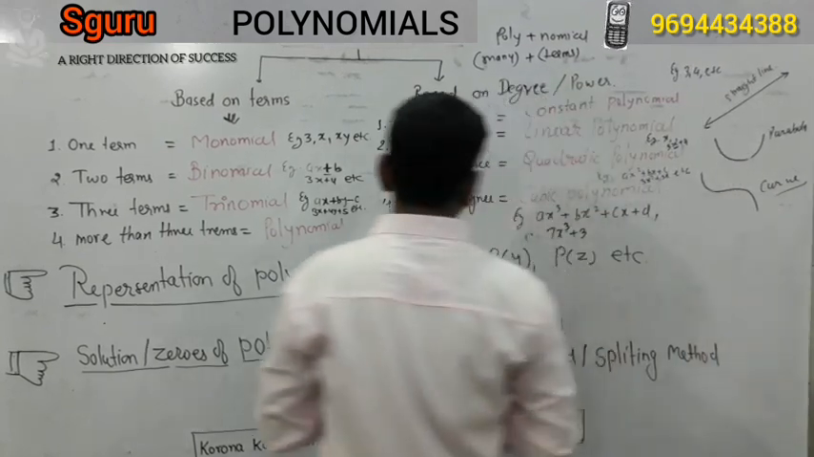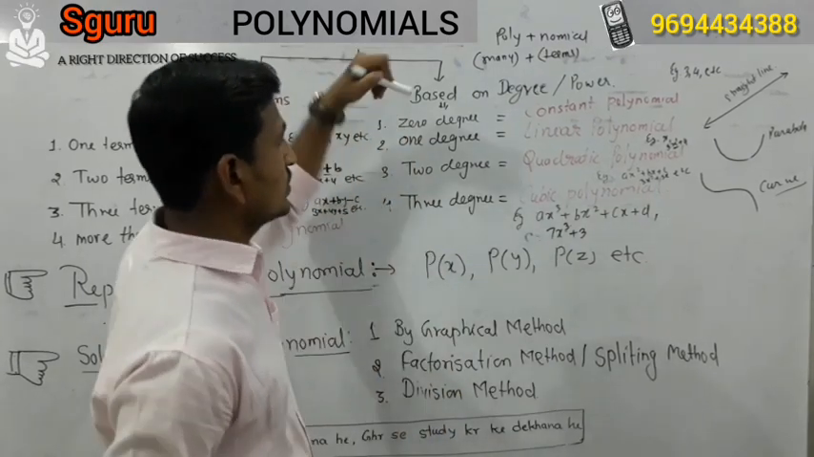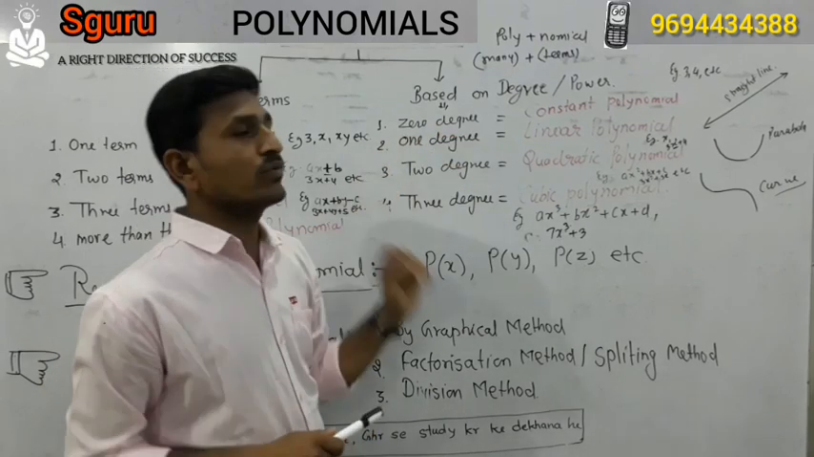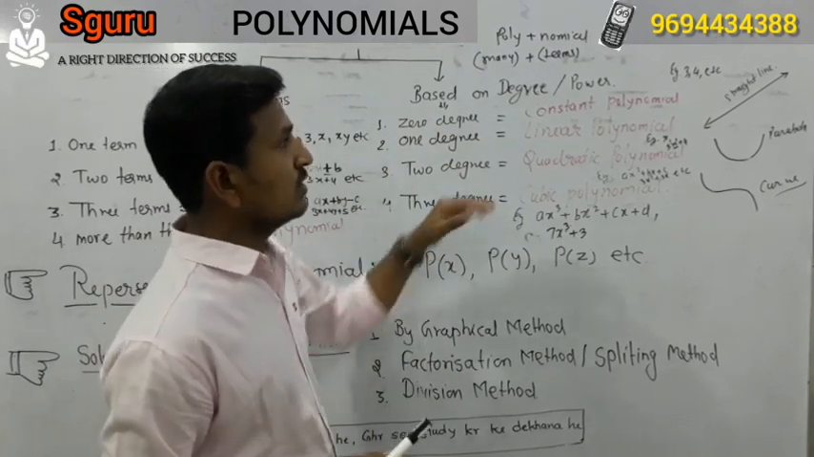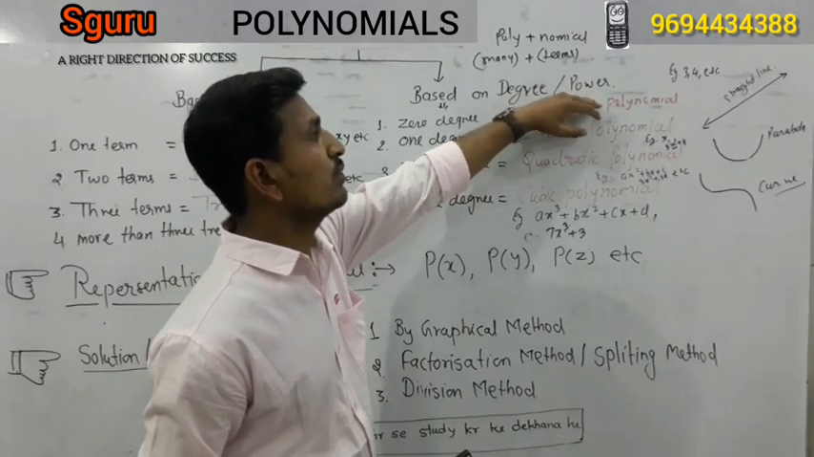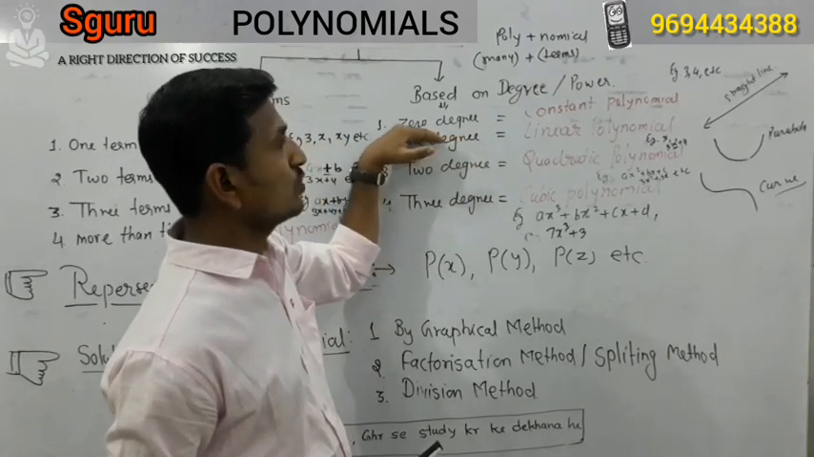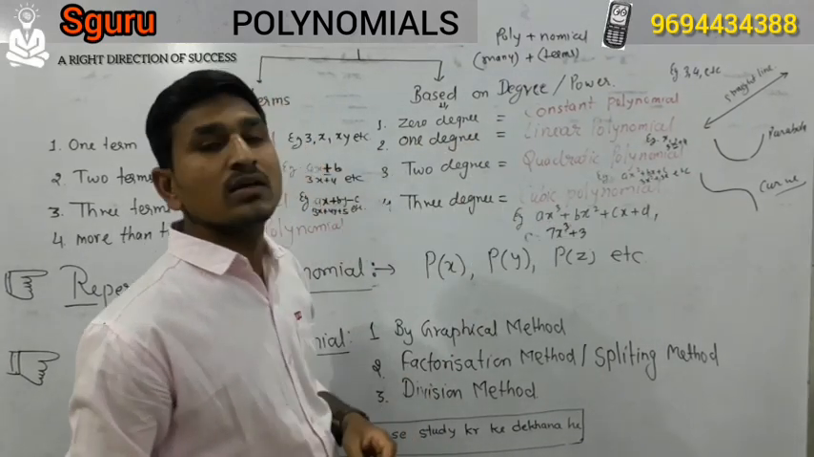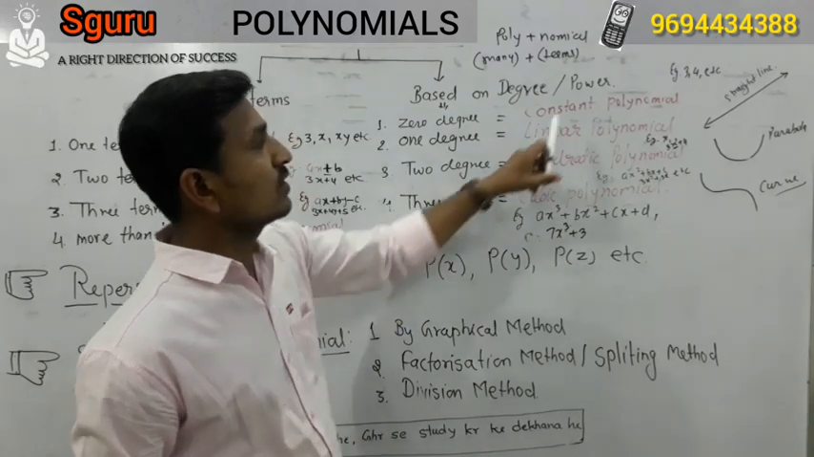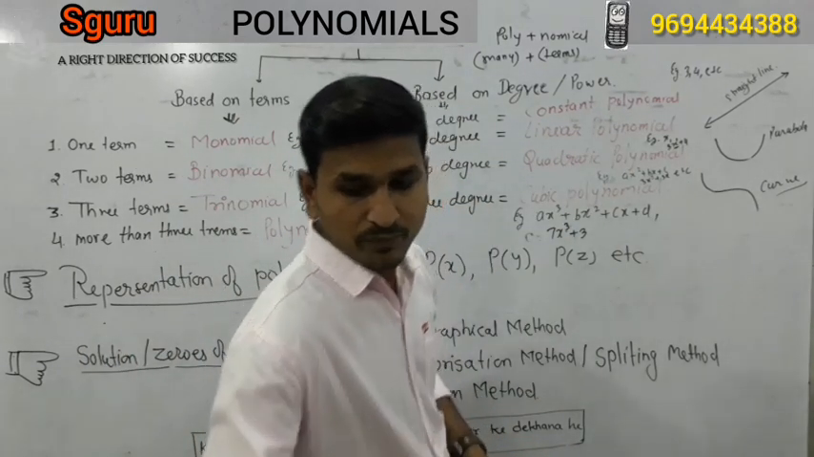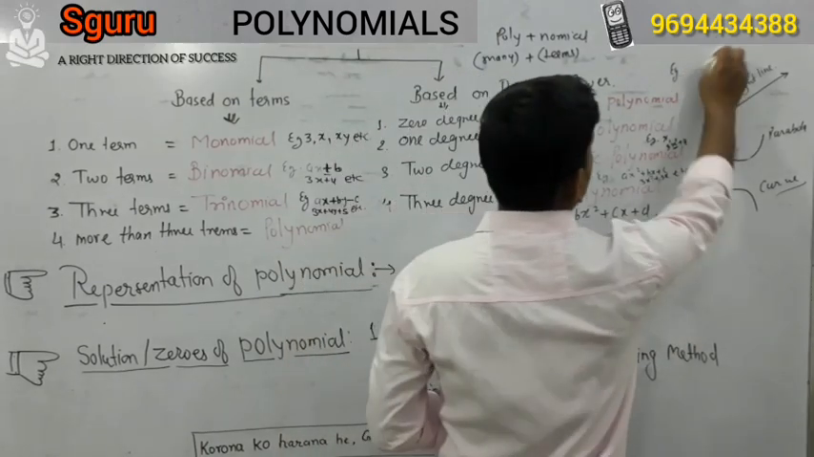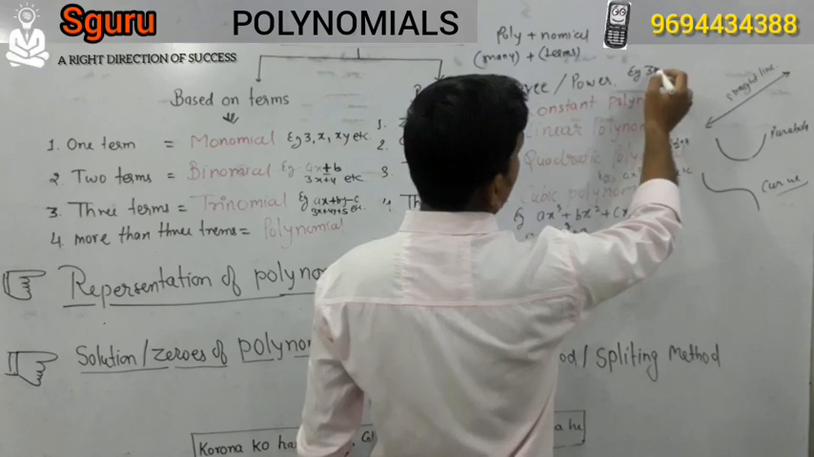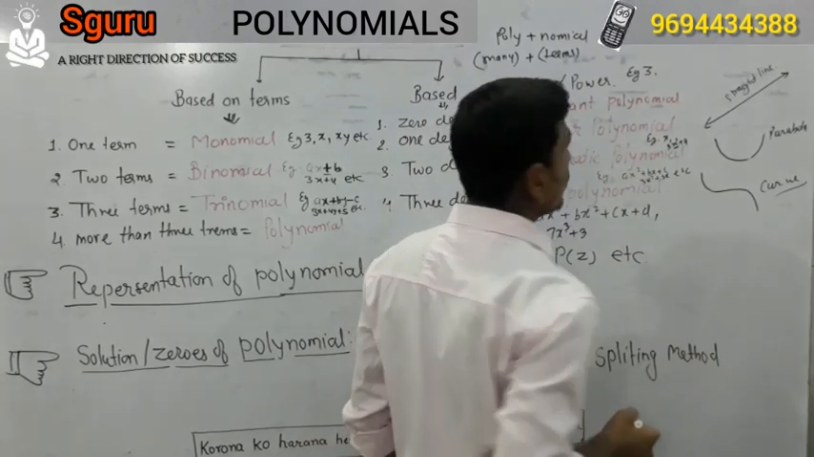Let's start 0 degree polynomial. A polynomial which highest degree is 0 means an exponential power maximum 0 is called constant polynomial. Then a polynomial which contain a 0 degree is called constant polynomial. Example 3. Yes, students, 3 is a constant polynomial.